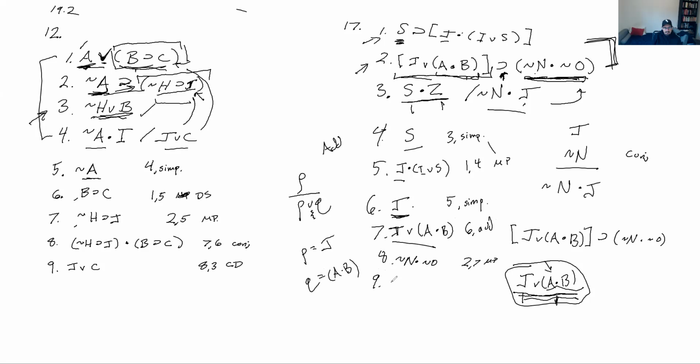Now we simplify to get not N. And then we can just use conjunction, not N and J. And that's all there is to it.